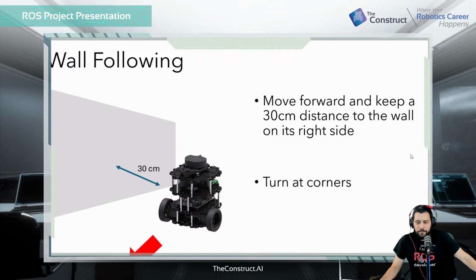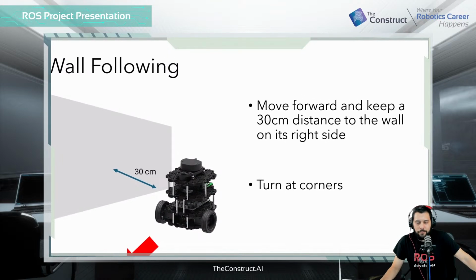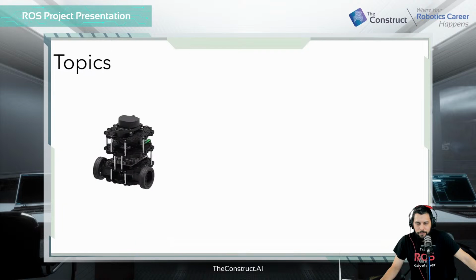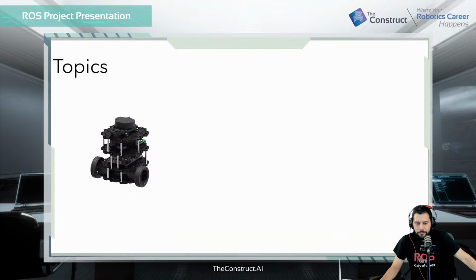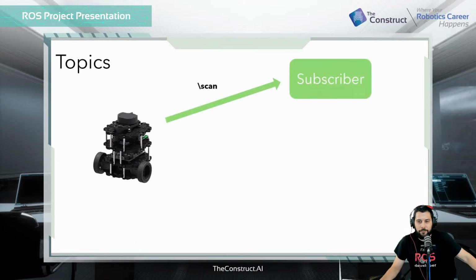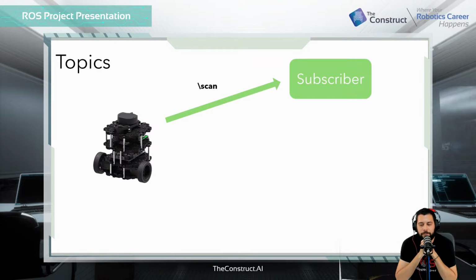And then it's also supposed to turn at the corners. And the way that we were supposed to solve this is using topics. So the robot, in the main code, has a subscriber that subscribes to the laser scan topic. So that has the information of how far away things are all around the robot.